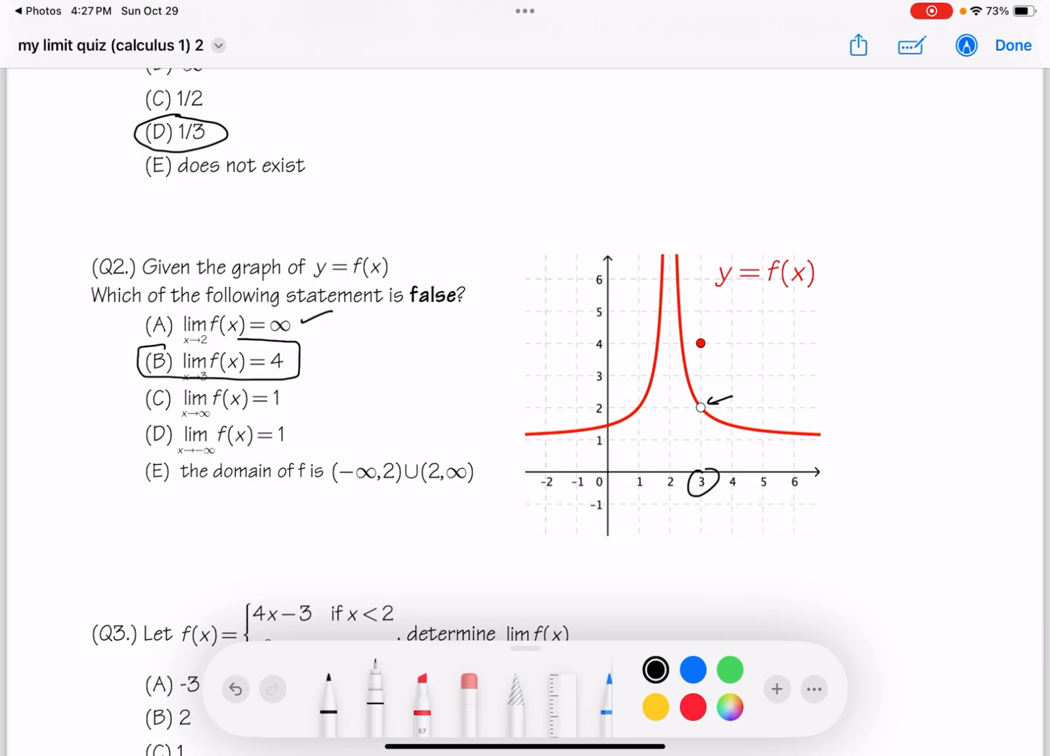Now I want to look at the other ones. That's a false statement, by the way, because they're saying it's 4. It's not 4. The limit as x goes towards infinity, it does look like 1 over here. I'm going to say that's correct. Go towards minus infinity. Again, looking over here, it does look like it's 1. Over here, the domain, they say is from minus 5 to 2. And with the assumption that you believe this is going on forever, that's true also. So B is the correct answer there. B is the only false statement.